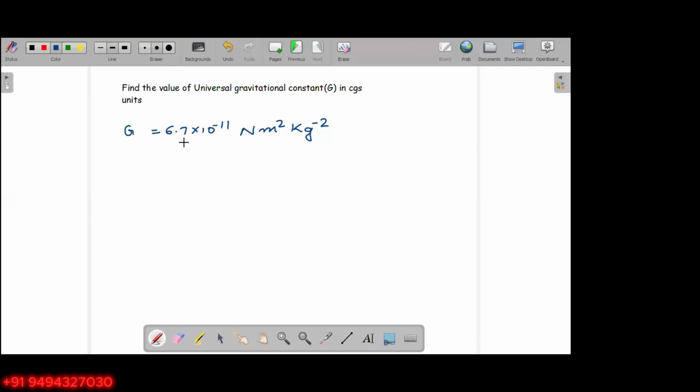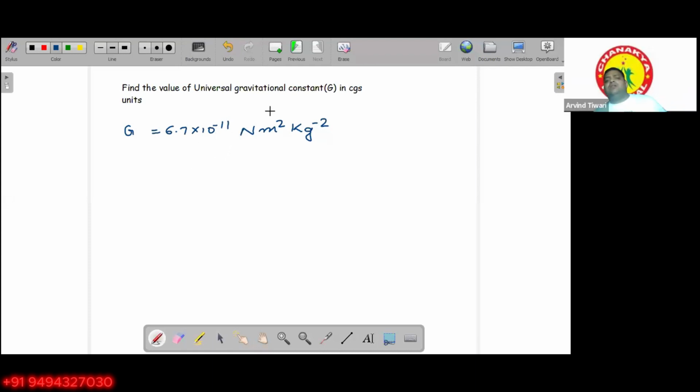Now I want you to find out this value in the CGS system of units. What will this value be equivalent to if we use the CGS system? You have to use the same method, N1 U1 equals N2 U2. There is only one change. First of all, find out the value for 1 Newton meter square kilogram minus 2, and then multiply by this number, and you'll get the answer. So I've provided you help with this homework. Do this. This is a part of homework.